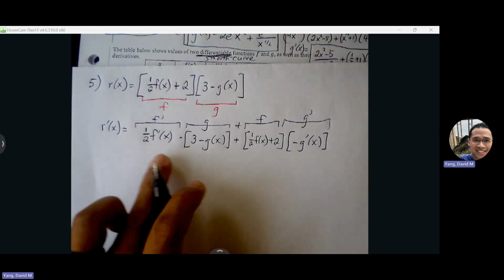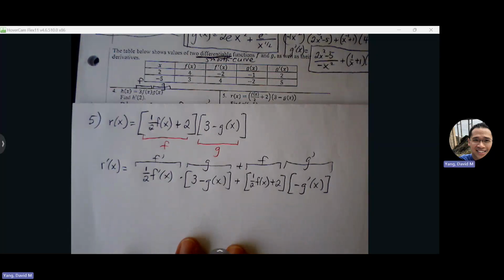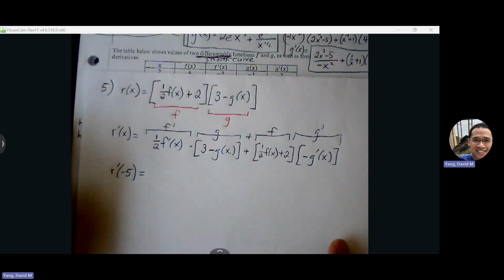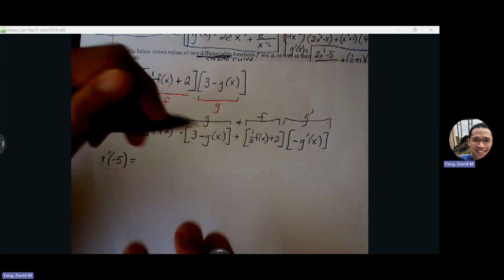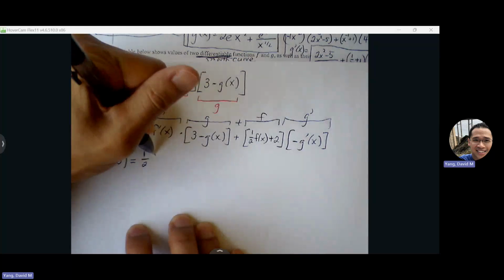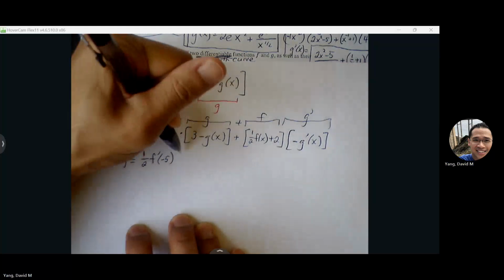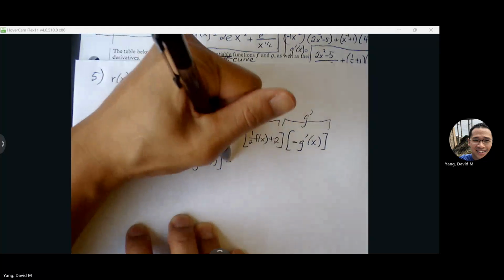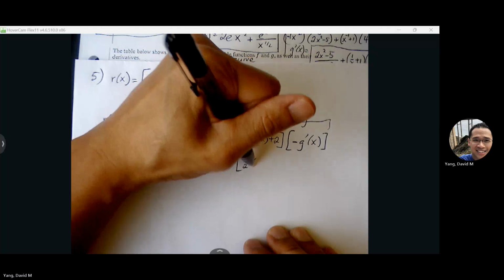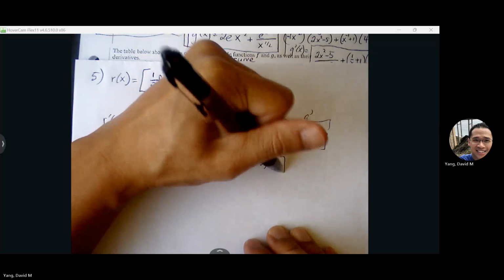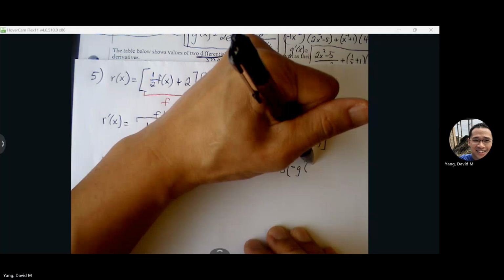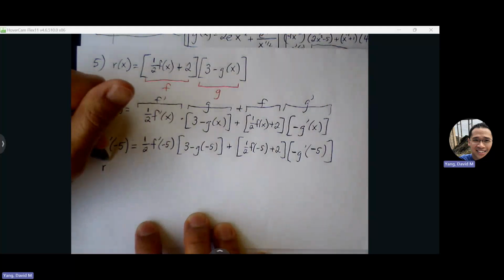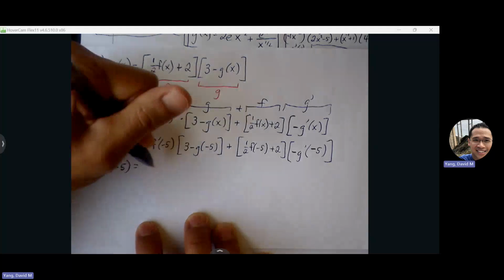So now I can replace every x with what? Good. Yeah. So now we're trying to get to the slope value of this function's derivative. So replace every x with -5. And then you're just going to, piece by piece, use the table of values to make your substitutions.